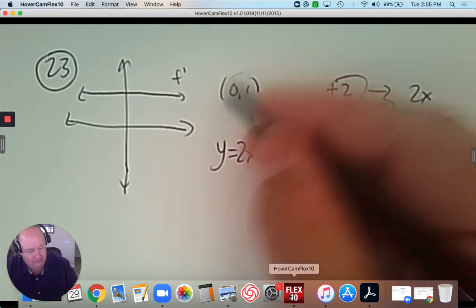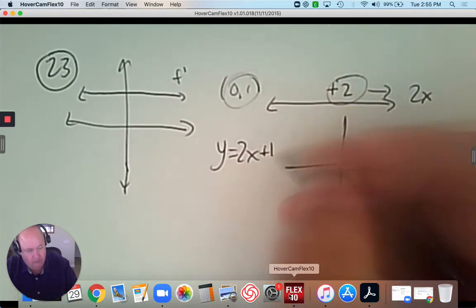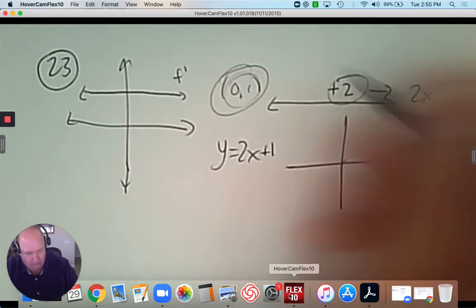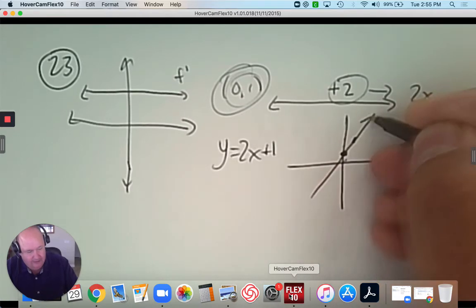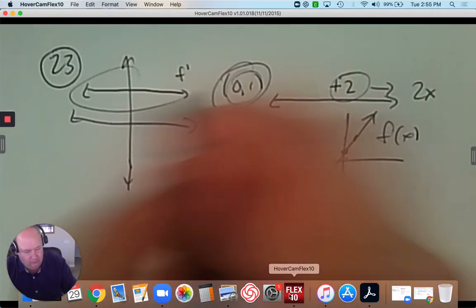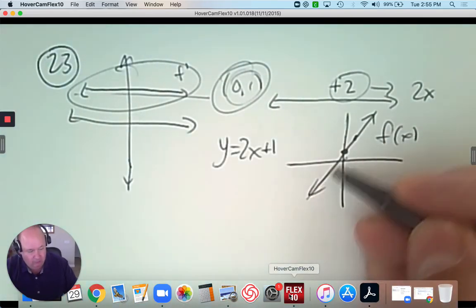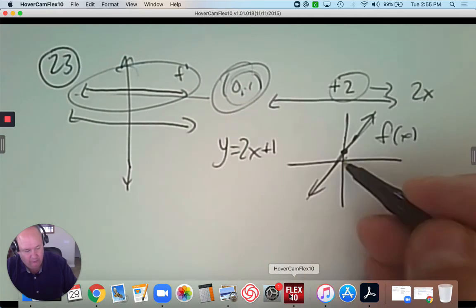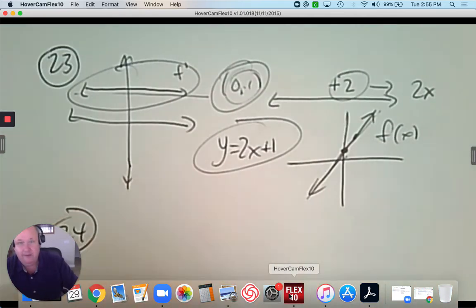Oh, and it contains the point 0, 1. So start at 0, 1. So it's 2x plus 1 because it contains this point. So start at 1 and go up 2 and over 1. And there's the equation of the function. See, this describes the slope being 2 everywhere. The slope being 2 everywhere, and you start at 0, 1, and there it is, and there's the equation. Man, it just all fit together.